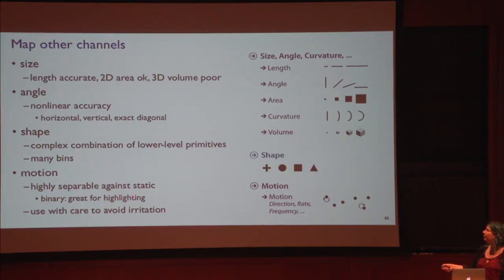Motion is another one with both great power and great responsibility. The good thing about motion is it's very, very, very noticeable. That's also the bad thing about motion. So in particular, if you've got a bunch of static visual cues like position and color and so on, and you really want to draw their attention to something, having something that moves a bit as some kind of highlighting is very, very effective.